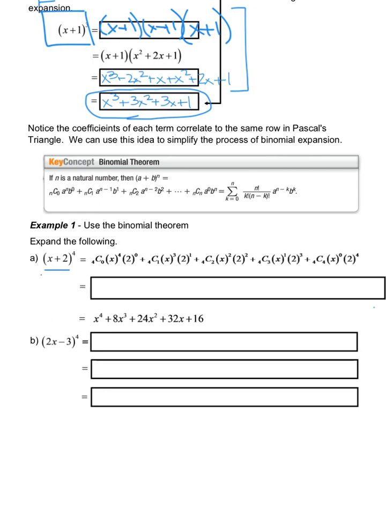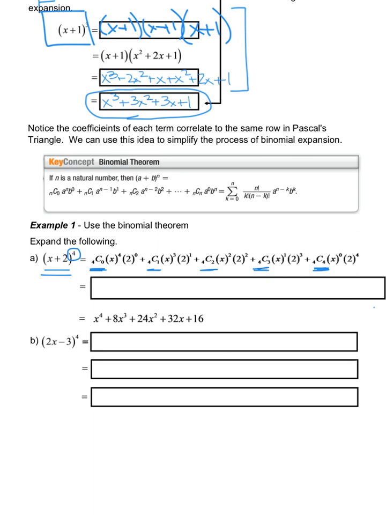We have a binomial and we're going to expand it, so we're going to use our combinations. So the first thing I like to do is just set up the combinations. We always start at 0. Since my power is 4, I'm going to start at 4 choose 0, 4 choose 1, 4 choose 2, 4 choose 3, and 4 choose 4. That completes the row in Pascal's triangle.